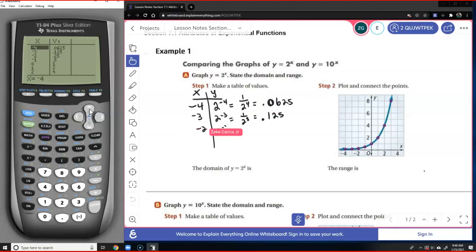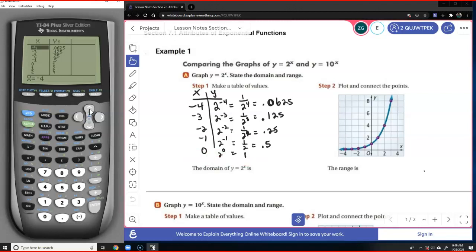For -2, it's 2 to the power -2, which is 1 over 2 to the 2nd power, which is 0.25. We have -1, 2 to the -1 is equal to 1/2, which is 0.5. And for 0, 2 to the 0 is equal to 1.